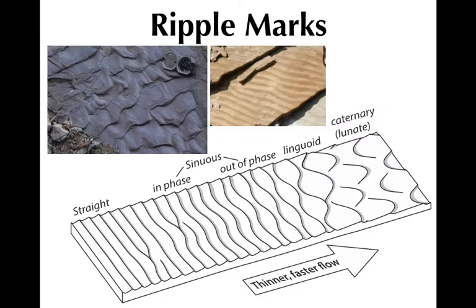Ripple marks can also have a set of different geometries. They can, just like any other bed form, be straight crested or two-dimensional. And as you get into faster and faster current and more non-uniform current, they can become much more sinuous and eventually produce curved forms that can either be curved outward like this, which we would say was linguoid, or curved inward, curved upstream like this, which we would call lunate.